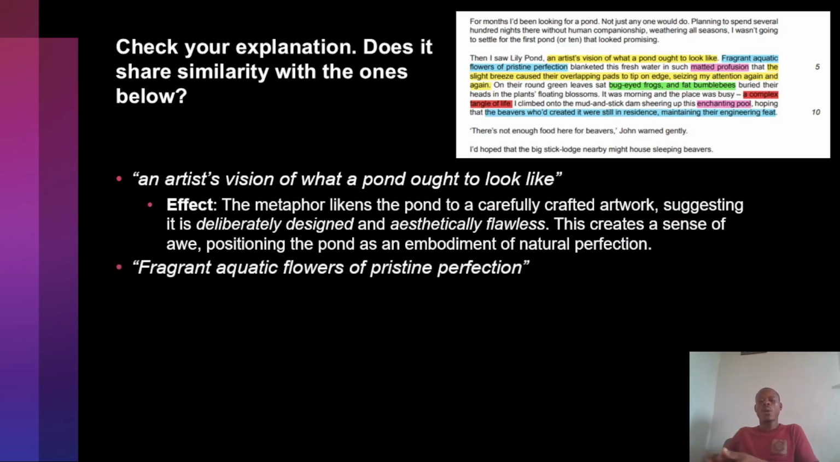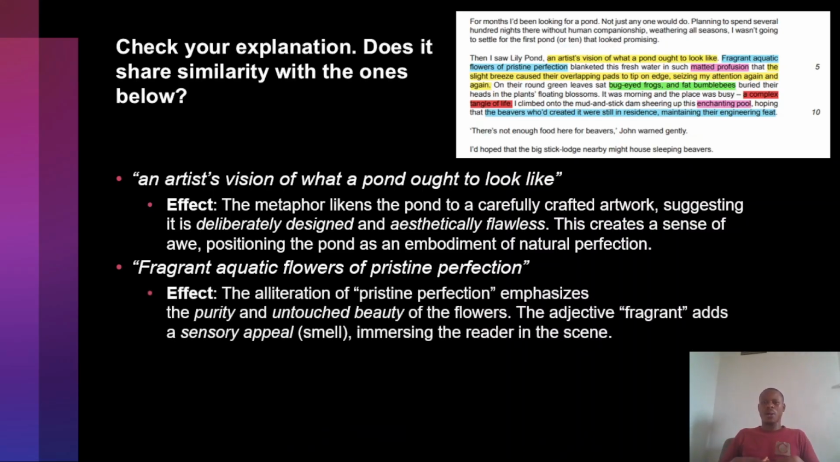Fragrant aquatic flower of pristine perfection. I can feel some rhythm there. Apart from the alliteration, fragrant aquatic flowers of pristine perfection, did you notice any rhyme or rhythm there? So now let's look at the import of this explanation. Mind you, your explanation must not be exactly as mine, but they should share some similarity. There should be some similitude between what you have and what you can see on the screen now.